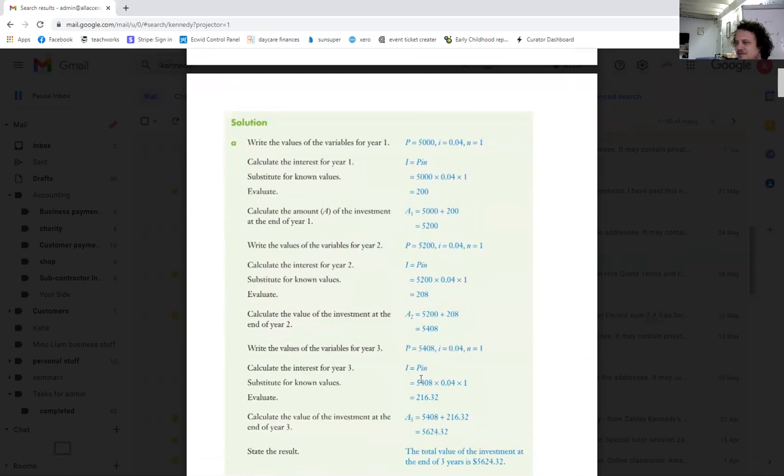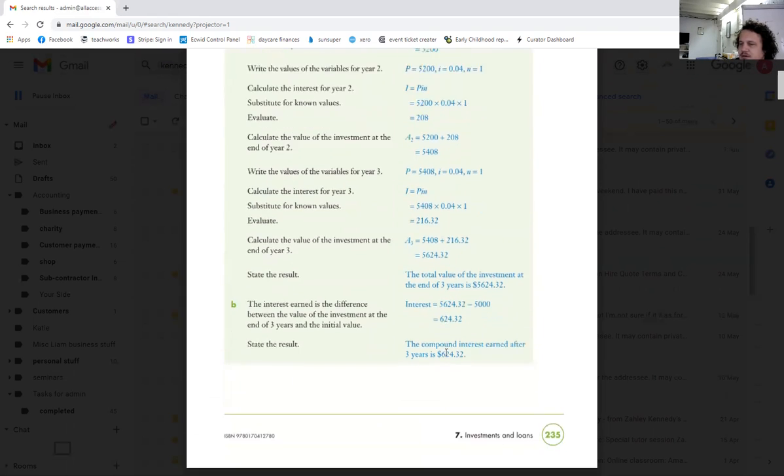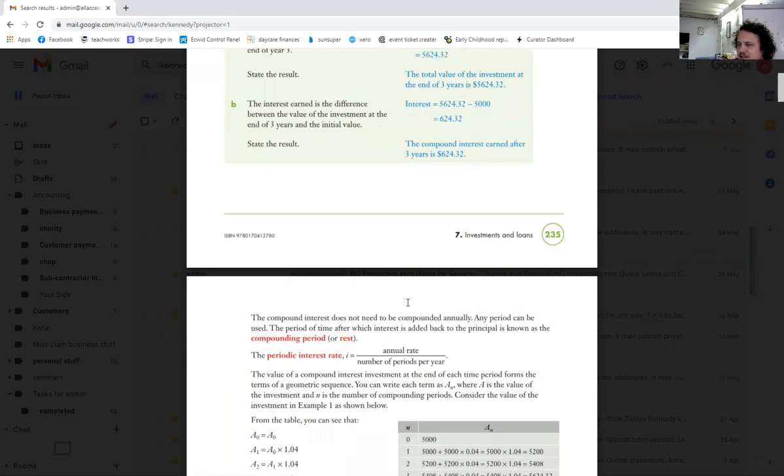Does this look like a very efficient way of calculating interest? No. What other way could we use, Henry? Geometric sequences. Yes, we can use a geometric sequence or a recurrence relation.